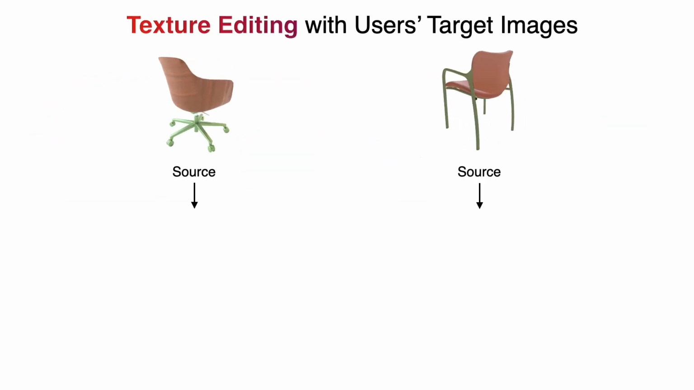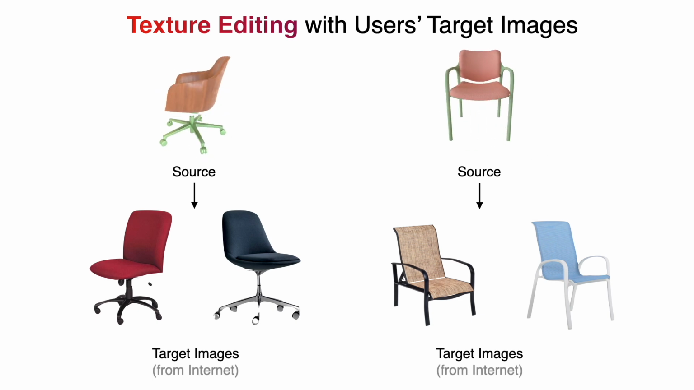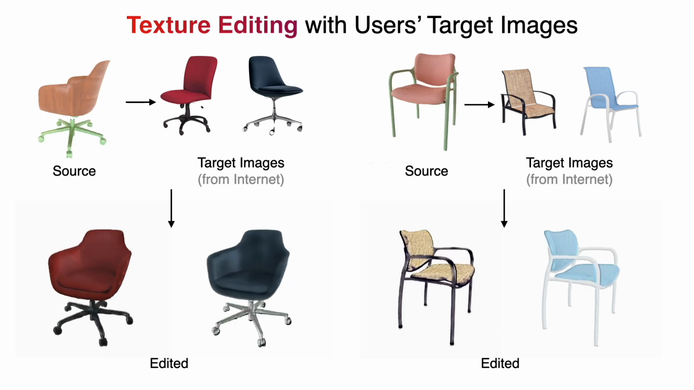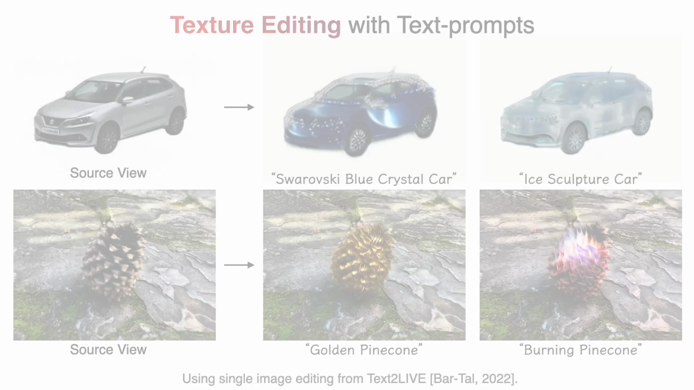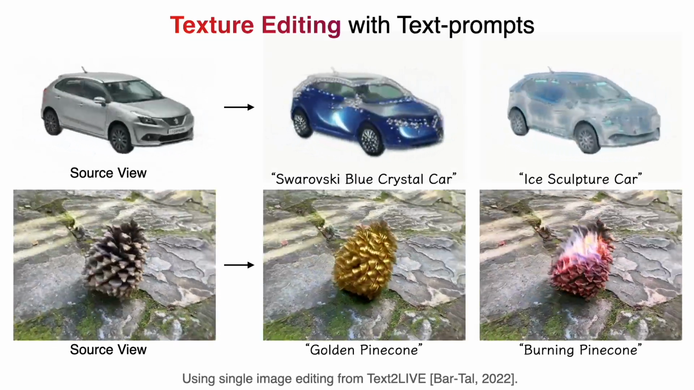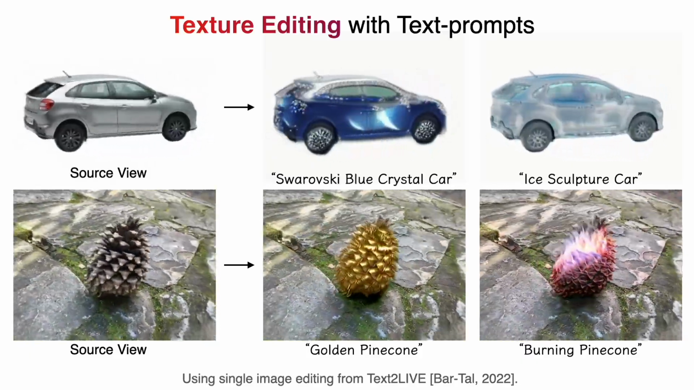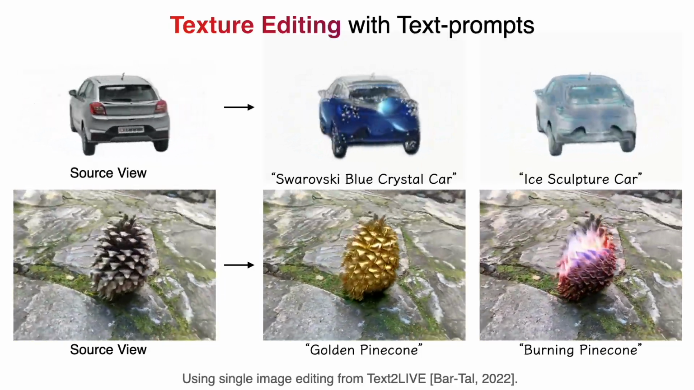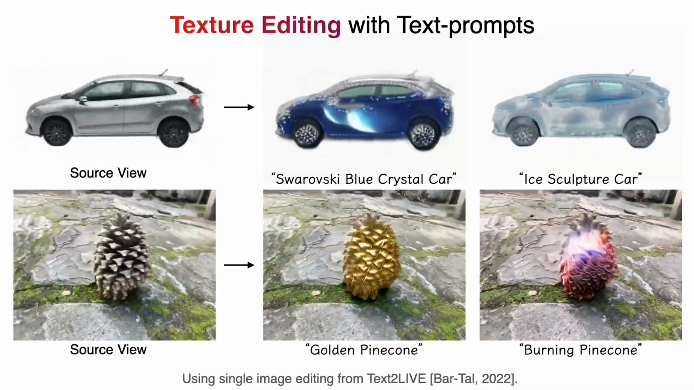We can even transfer objects' texture by giving target images downloaded from the internet, where the source and object's shapes can be different. As we have shown, the chair's bodies and legs are naturally retextured and matched to the target images. Moreover, when cooperating with text-driven editing such as Text2LIVE, we can edit NeRF with text prompts, and deliver vivid appearances with multi-view consistency. For example, we can turn a car into Swarovski blue crystal or ice sculpture, and change the pinecone with golden metals and dynamic burning effects.